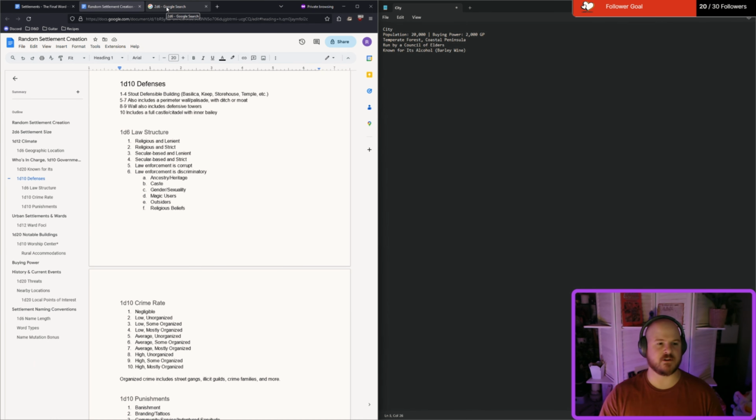Alright, 8. So it's definitely going to have a keep with the perimeter wall and defensive towers. This is pretty strong defense. That also tells us quite a bit about the city.